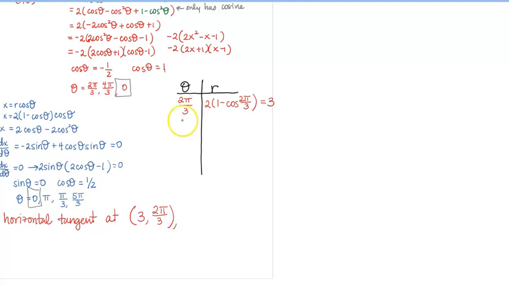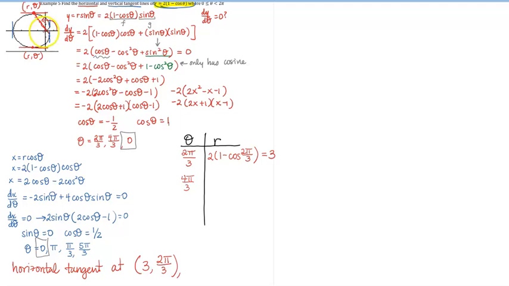Let's go see what's happening at the angle 4 pi over 3. Mind you, 4 pi over 3 is down here in quad 3. Looks like r is going to be 3 there as well. And it is, because cosine of 4 pi over 3 is a negative 1/2. 1 minus a negative 1/2 is 3/2, and 3/2 times 2 is 3. So we also have a horizontal tangent at 3, 4 pi over 3. Those are the two red tangent lines that we saw in the graph.